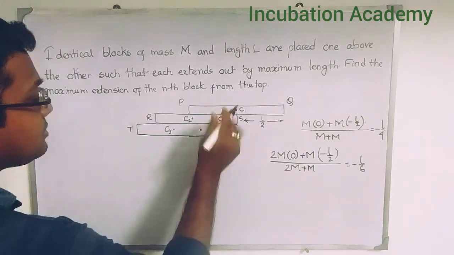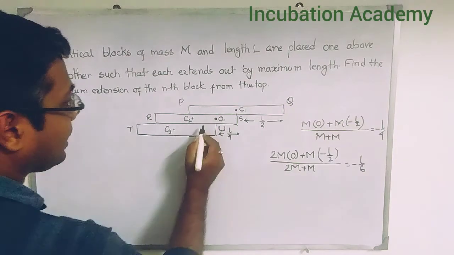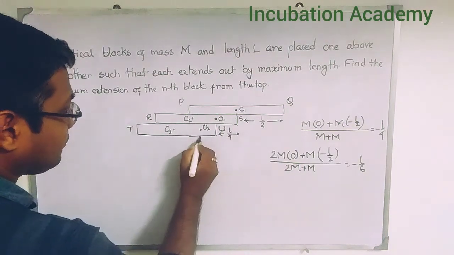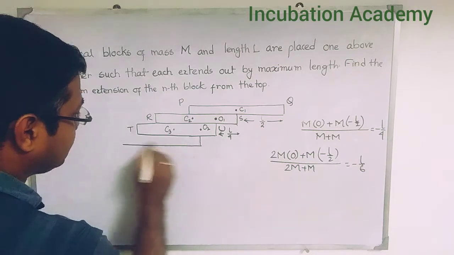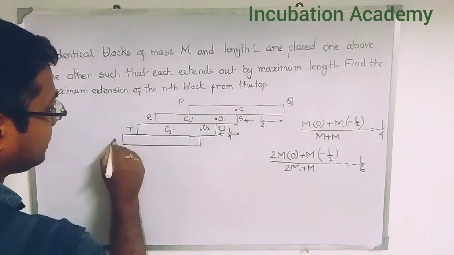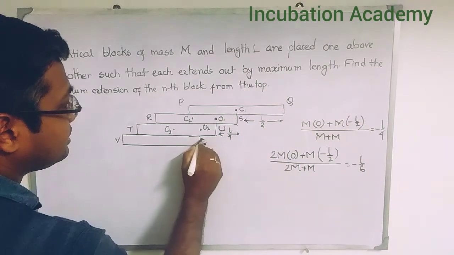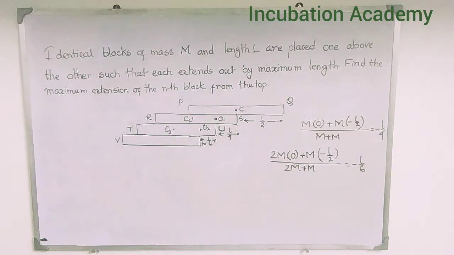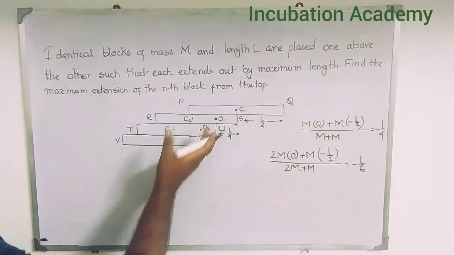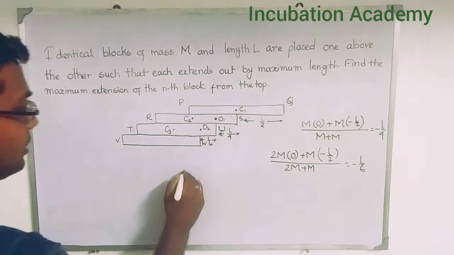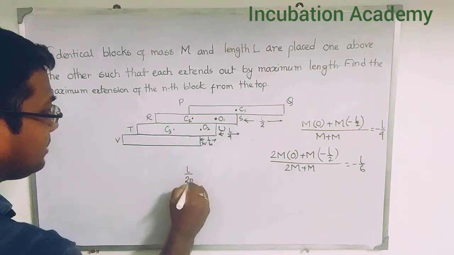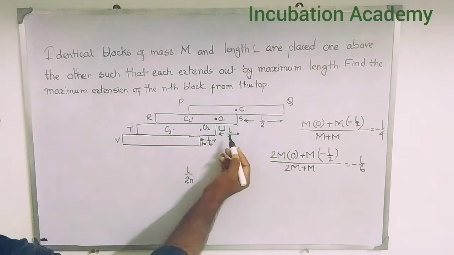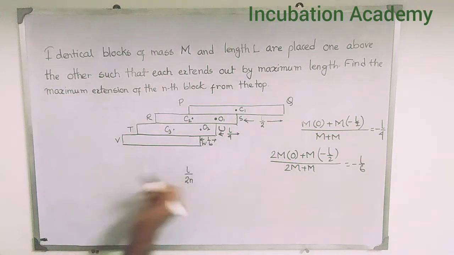The combined center of mass of the PQ block, RS block and TU block is at that particular point, say O2. If I want to place another block just below it, I can place it just like this, that is VW, and this distance will be L by 6. So the denominator is increasing by multiples of 2. Then for the nth block, we can extend outside L by 2n, that is L by 2, L by 4, L by 6 and then L by 2n. Thank you.